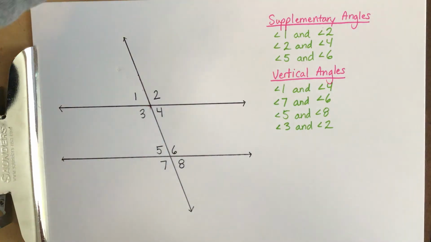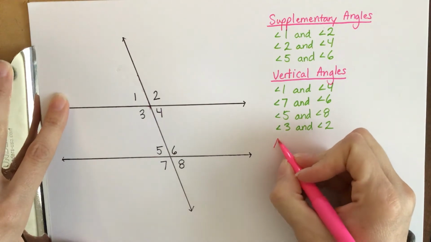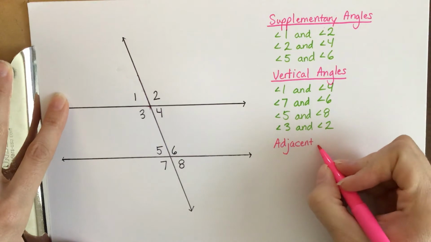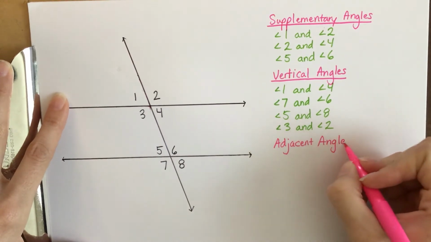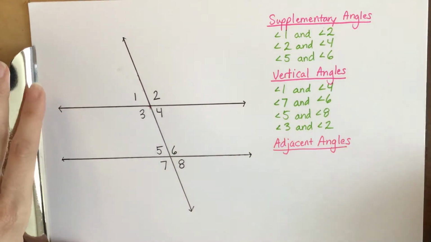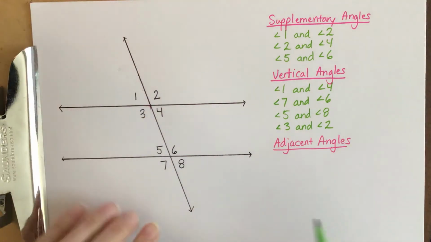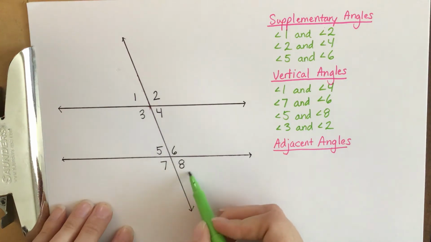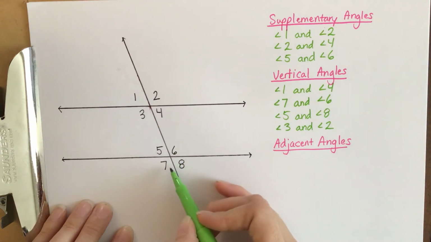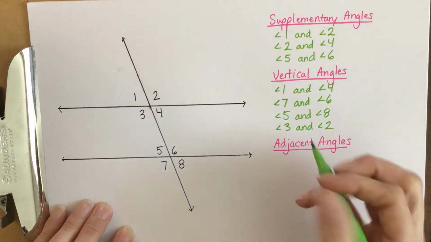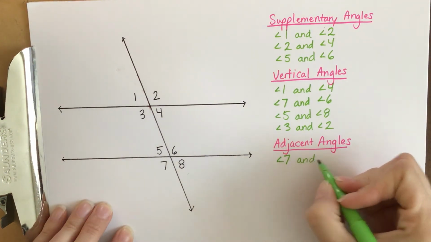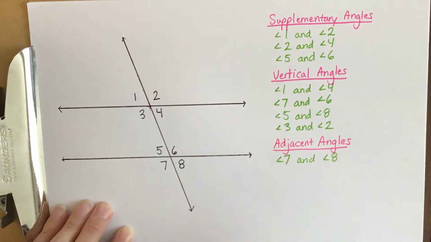Another review of vocabulary is adjacent angles. Adjacent angles are angles that are right next to each other. They share a line. So for example, if you look here, angle 7 and angle 8 are considered adjacent angles because they share one line. So we can say angle 7 and angle 8 are adjacent.